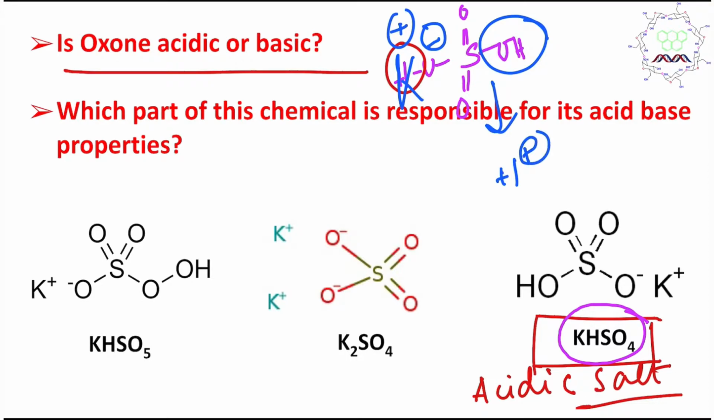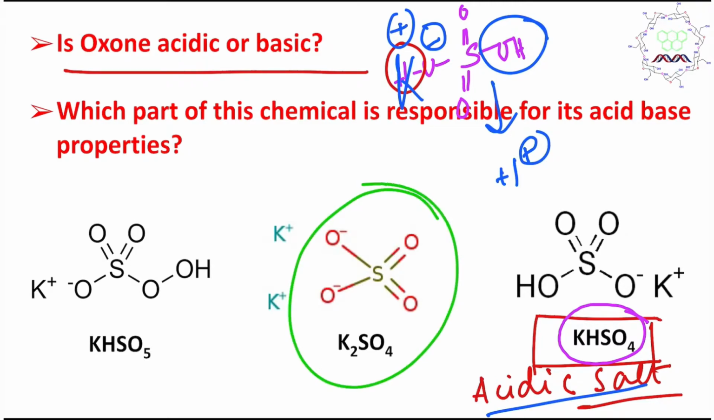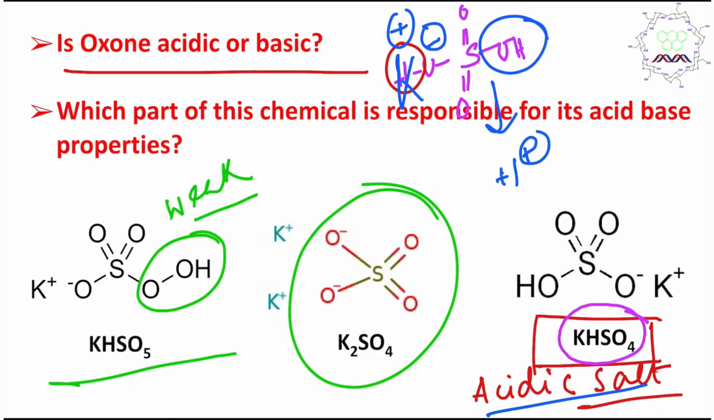So one part of this oxone is a mono salt, meaning an acid salt, another is a neutral salt, meaning K2SO4, and this is the peroxysulfuric acid. And by the way, if you compare, as I told, this is a very weak acid because the corresponding oxygen anion or conjugate base is not stable. So if I overall ask you, is oxone acidic or basic? Oxone is acidic in nature, and the acidity is mainly contributed by this part, meaning KHSO4, potassium bisulfate.